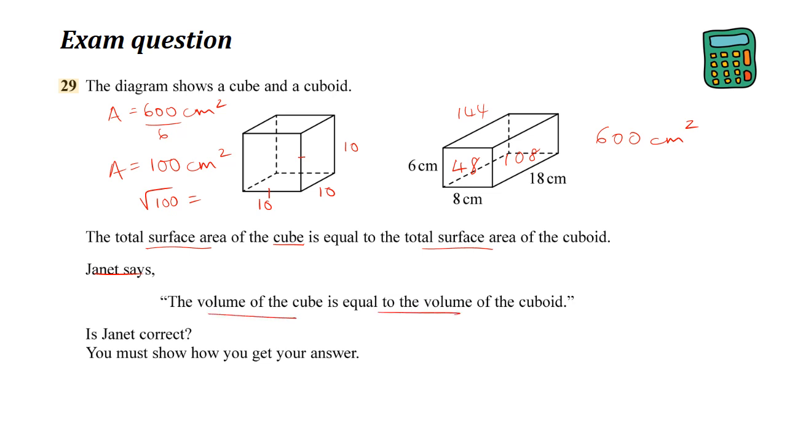Now, Janet says the volume of the cube is equal to the volume of the cuboid. Well, the volume of the cube is 10 times 10 times 10, which is 1,000 cubic centimeters. And the volume of the cuboid is 8 times 18 times 6, which is 864 centimeters cubed. Therefore, is Janet correct? No, she's not, because you can clearly see from our workings that the two volumes are not the same.